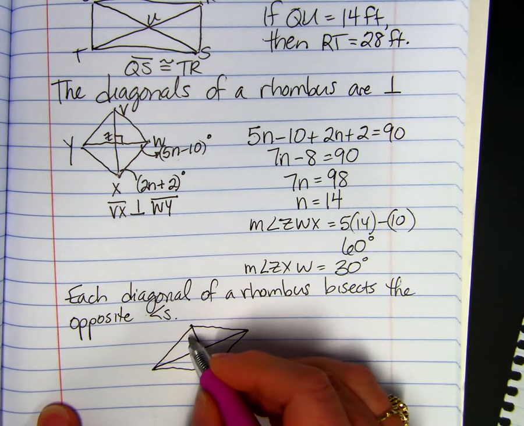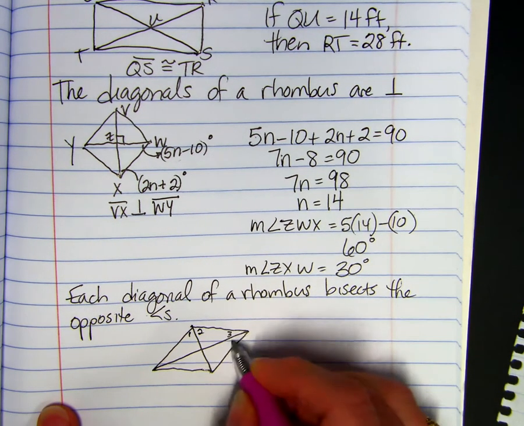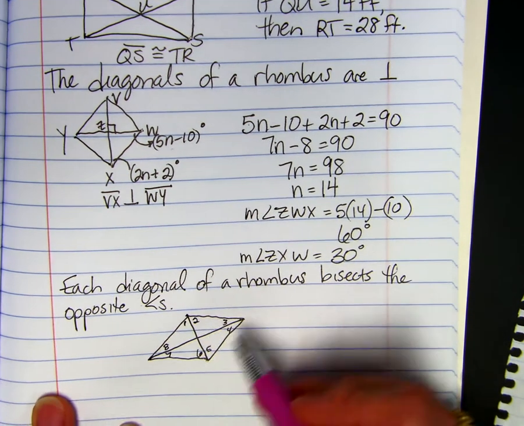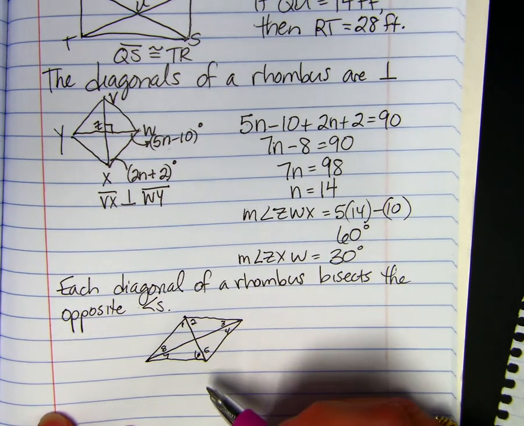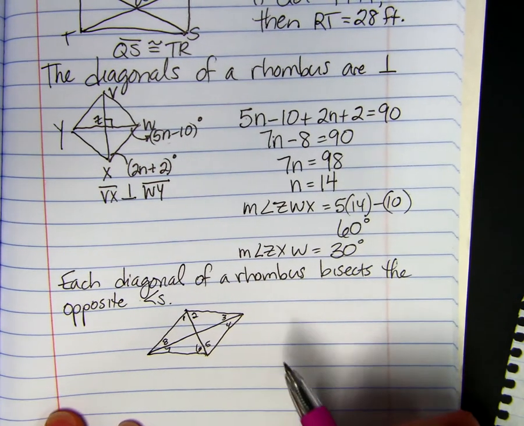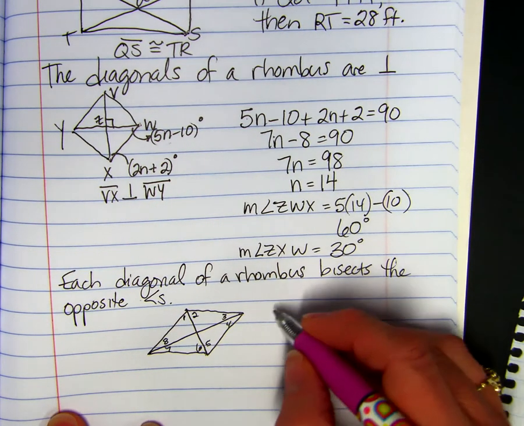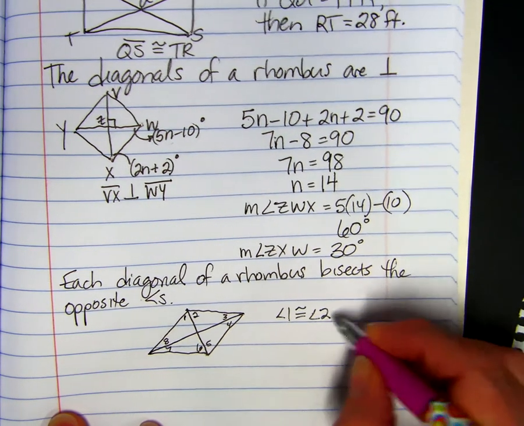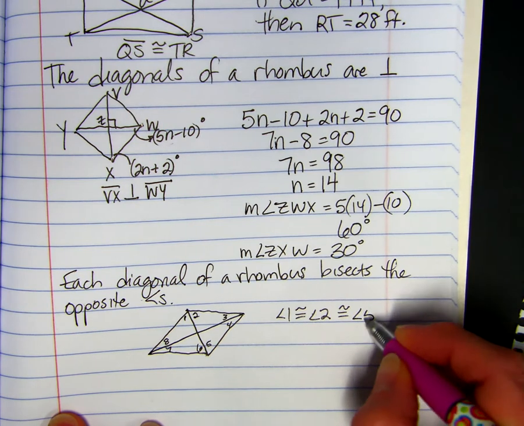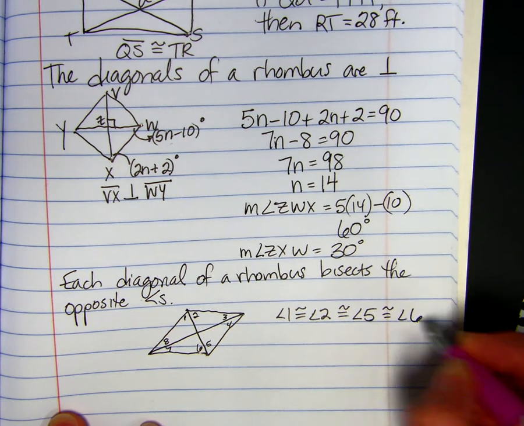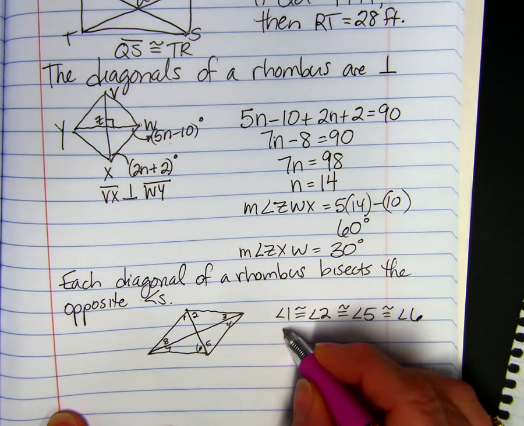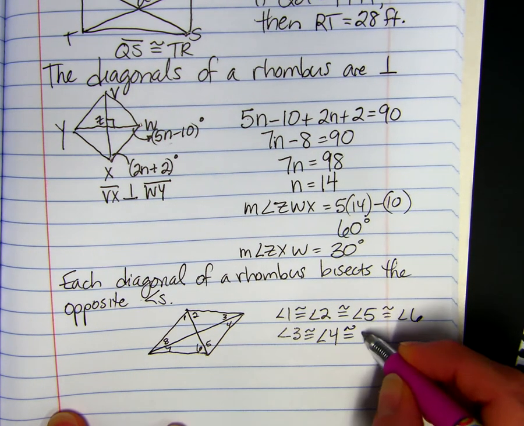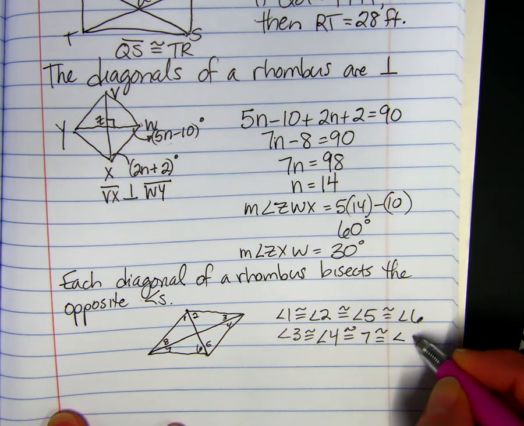So if we have angles 1, 2, 3, 4, 5, 6, 7, and 8. Because opposite angles are congruent in a parallelogram, when you bisect them, then those angles will be congruent. So angle 1 is congruent to angle 2, which will then be congruent to angle 5, which is congruent to angle 6. And then angle 3 is congruent to angle 4, will be congruent to angle 7, will be congruent to angle 8.